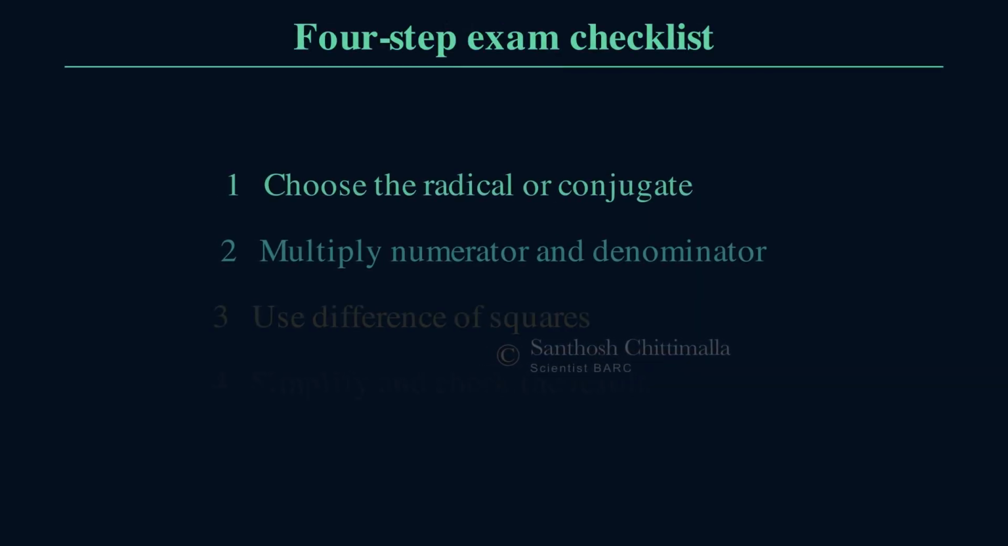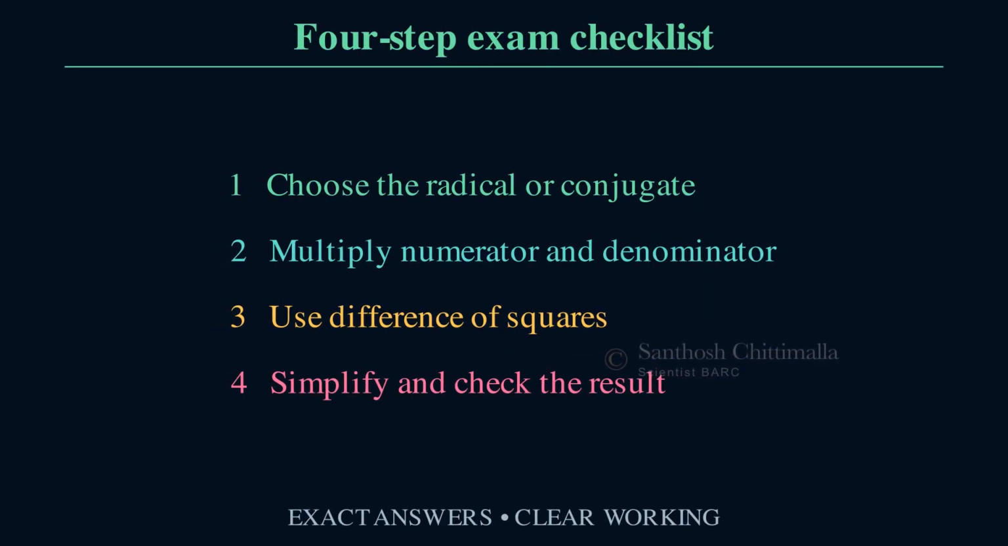To finish, use the same radical for a one-term denominator. Use a conjugate for a two-term denominator. Apply the difference of squares and verify by multiplying back or substituting. Careful algebra turns complicated radicals into clean exact answers.